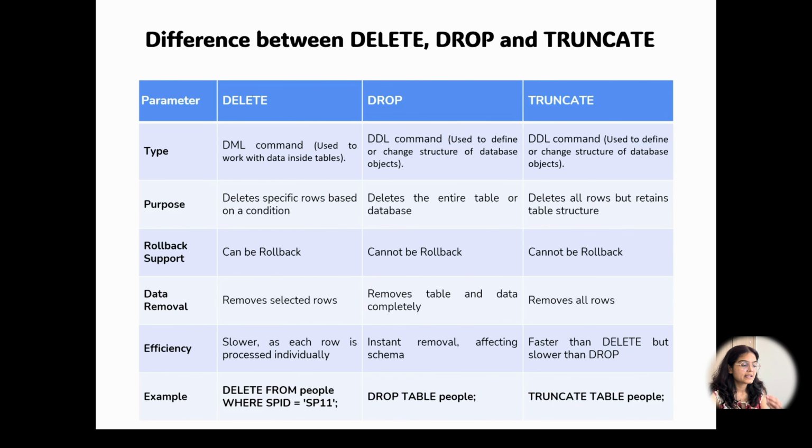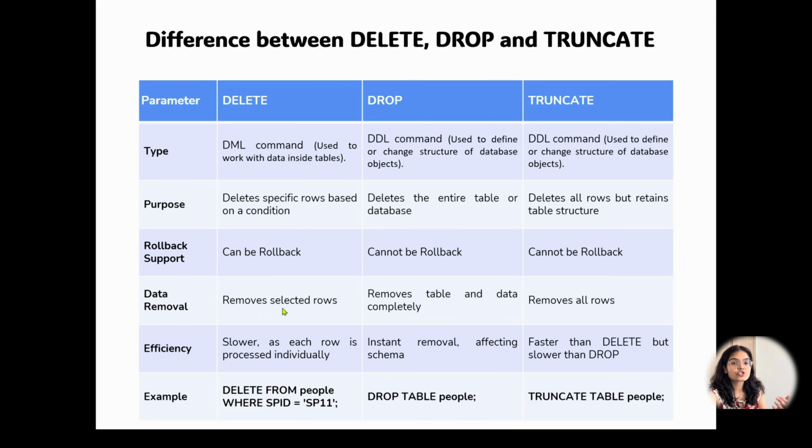Then comes truncate. And what does truncate do? It deletes all the rows from a table. So it works exactly opposite to delete. You know, in delete, you want to delete one row, you give the command and that one row will be deleted. But if you use truncate, all the rows of that table will be deleted. So you have to be very sure.